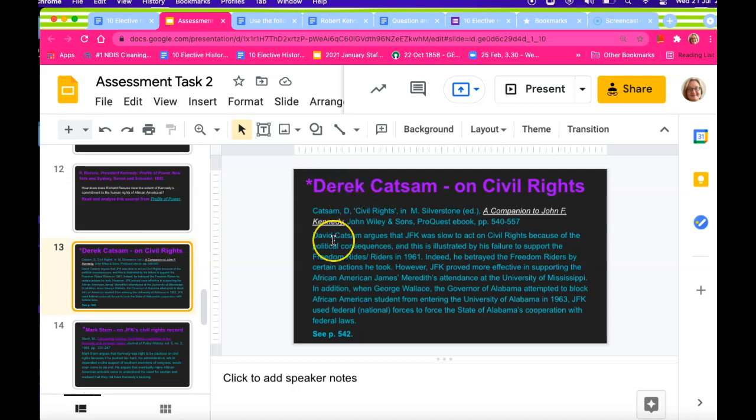So Derek Katzum argues that JFK was slow to act on civil rights because of the political consequences. And this is illustrated by his failure to support the Freedom Rides or Freedom Riders in 1961. Indeed, he betrayed them. Take a look at page 542. Look at the whole article, but that is certainly taking you to a relevant section of it.